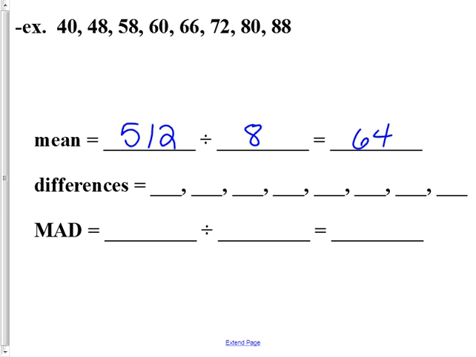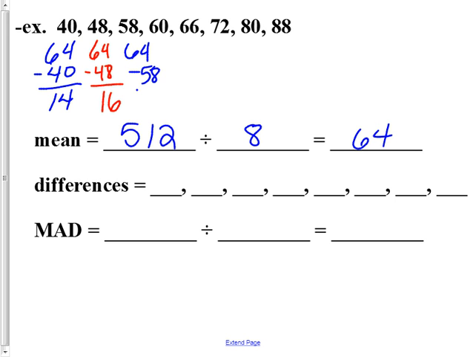Now I need to find the difference between 64 and each of those pieces of data. I'm going to start by doing 64 minus 40, which is 14. And then the second piece of data, 64 minus 48 is 16. My next one, I'm going to do 64 minus 58, and when I do that, I get 6. And then 64 minus 60, and that gives me 4.